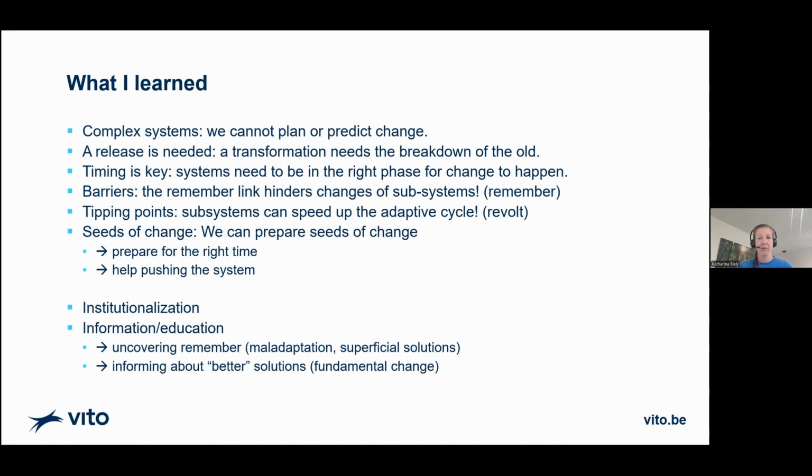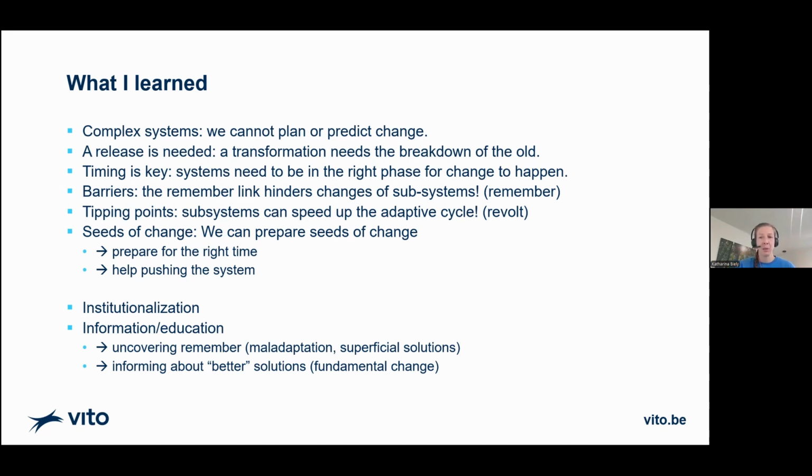Barriers: if we want to have the change, I think that was for me a key learning outcome, we have to understand where the current system is hindering change. So where is the remember link working, as I've illustrated before with the car example, right? Where are we having these reasons why we're not shifting?